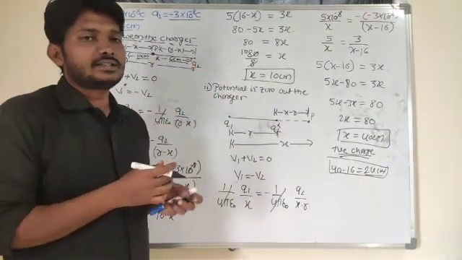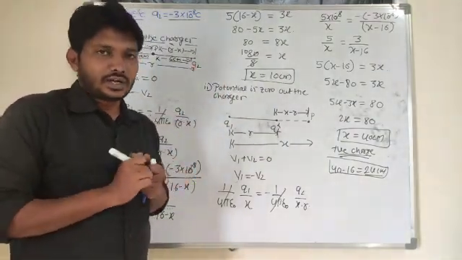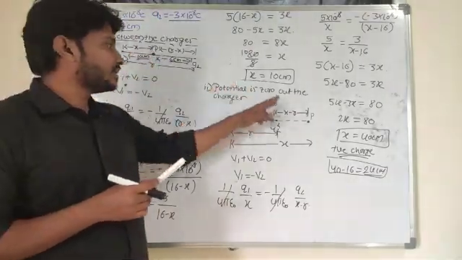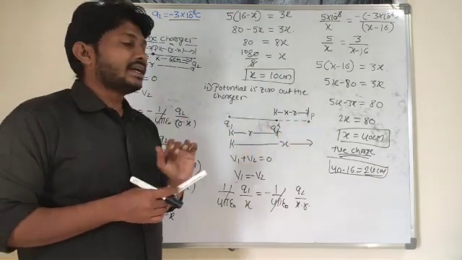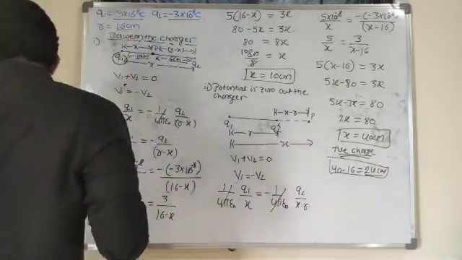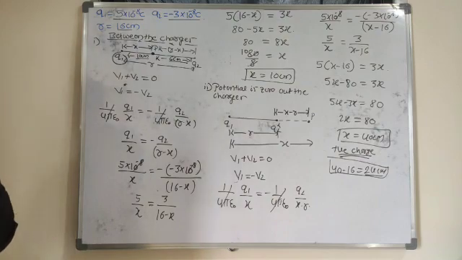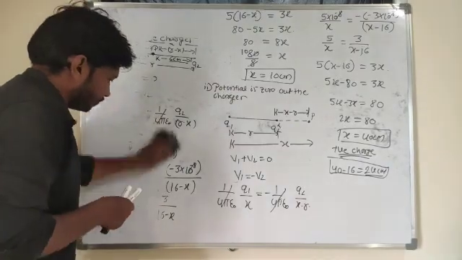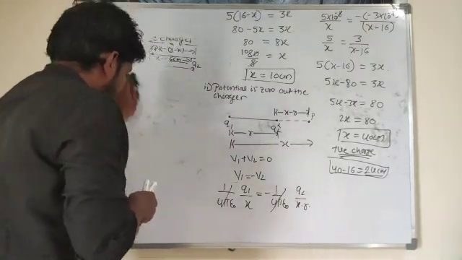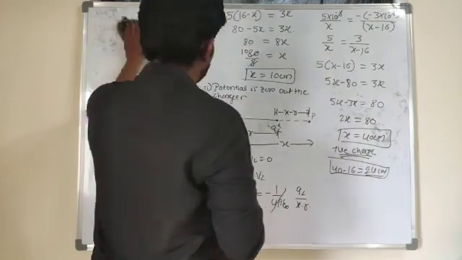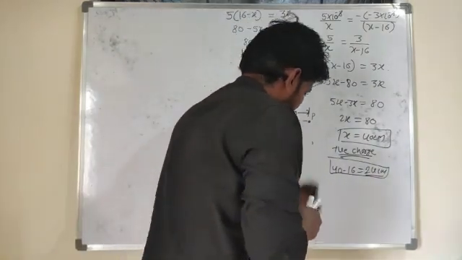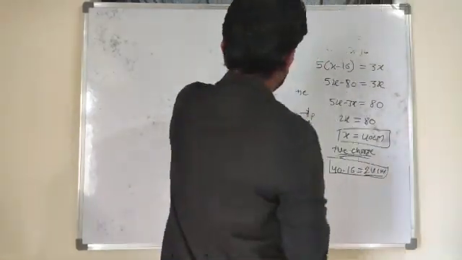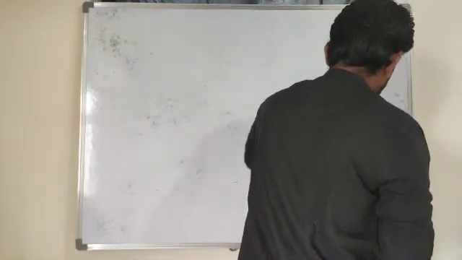So hope you're understanding these things. In order to get zero potential there are two possibilities: zero potential exists between the charges, and zero potential also exists outside the charges. So we'll look at the next question here.